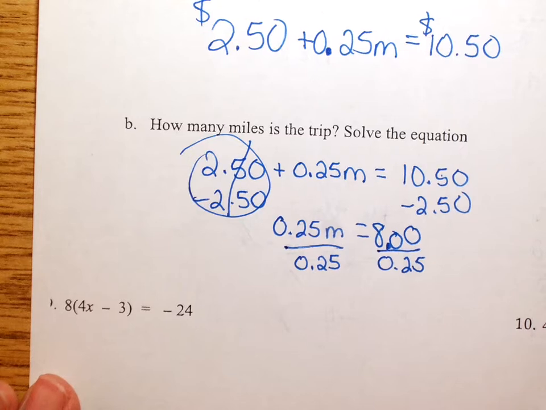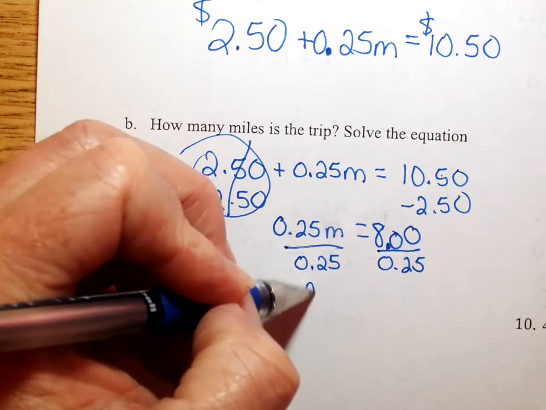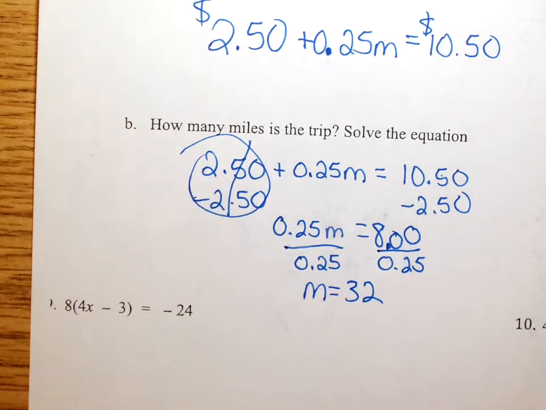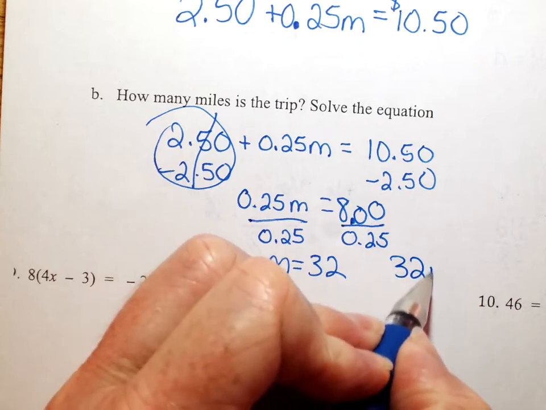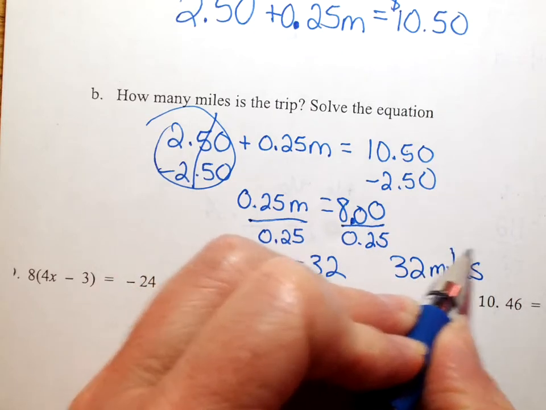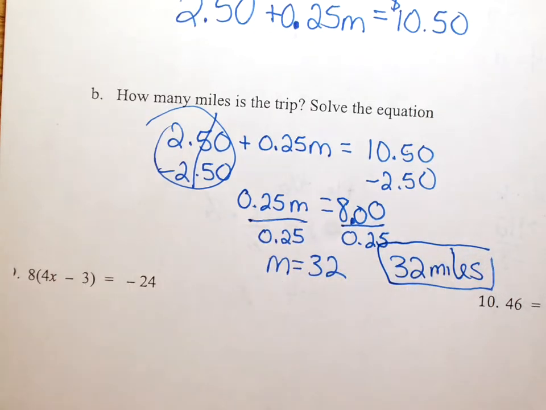Okay, you should have used your calculator, or you could count because this is quarters. How many quarters would make $8? So 8 divided by 0.25, and that's 32, right? Because 4 quarters make $1. There's $8, so 4 times 8 is 32. So how many miles? 32 miles. You could leave it as M is equal to 32, or write out 32 miles. And put a little box around it. Excellent.